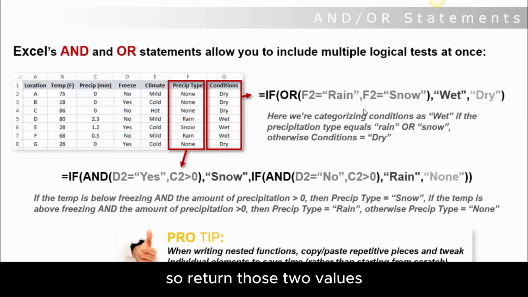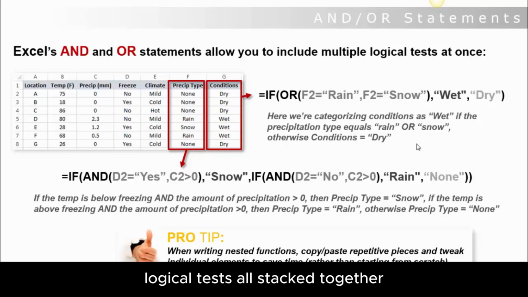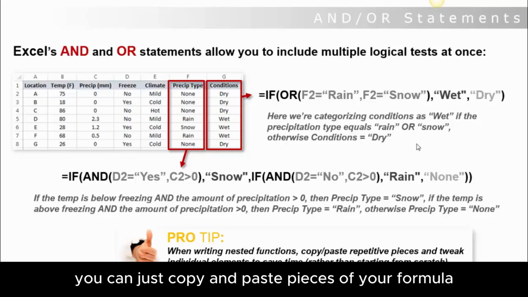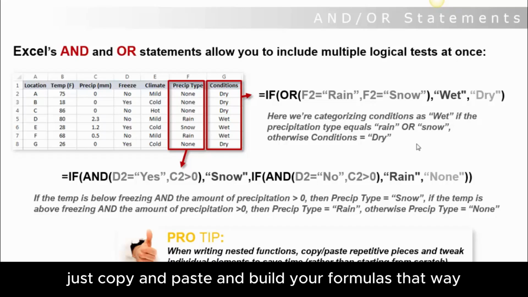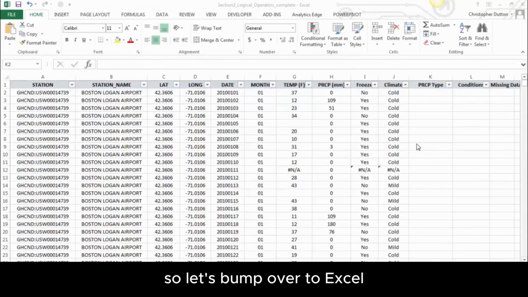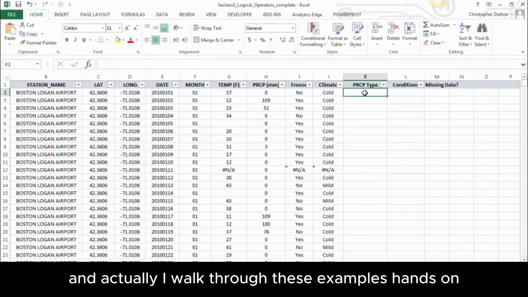So we'll return those two values. Quick tip here: when you're writing nested functions, especially if you have a number of different logical tests all stacked together, you can just copy and paste pieces of your formula to save yourself some time. So rather than rewriting IF and IF OR statements from scratch, just copy and paste and build your formulas that way. So let's bump over to Excel and actually walk through these examples hands-on.